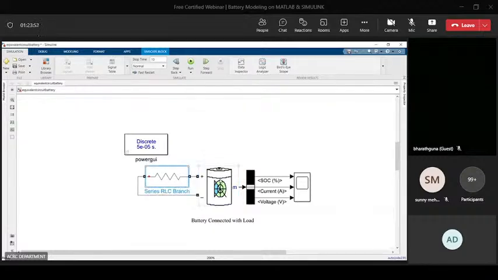So when I connect this battery, this is my load. This RLC branch shows me the load. So when I connect the battery to the load, what will happen? Can anyone tell me?